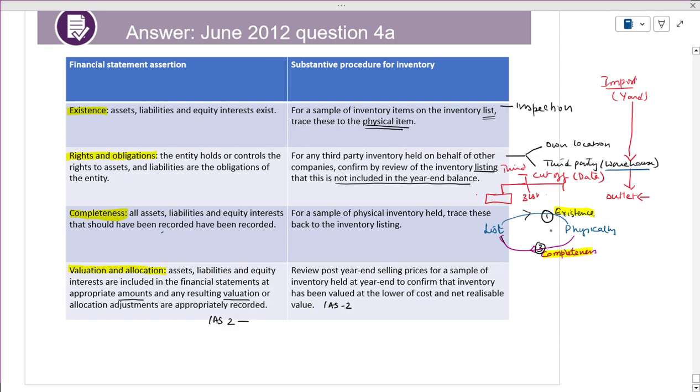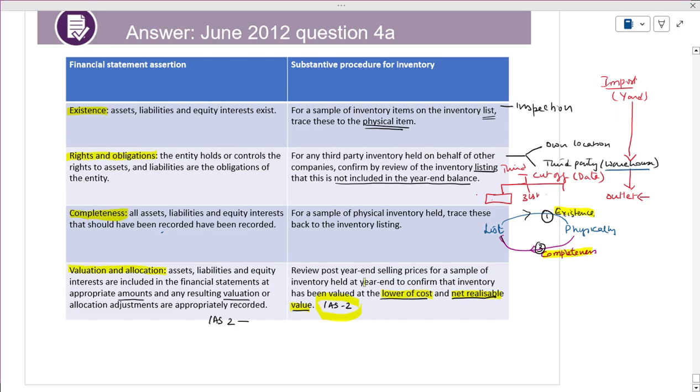In IAS 2, they say that it is the lower of cost or net realizable value. These are the methods of valuation of inventory, the accounting valuation with respect to IAS 2. We have to do valuation as per these two methods only. No other option. Lower of cost or NRV. And this has been defined by IAS 2.